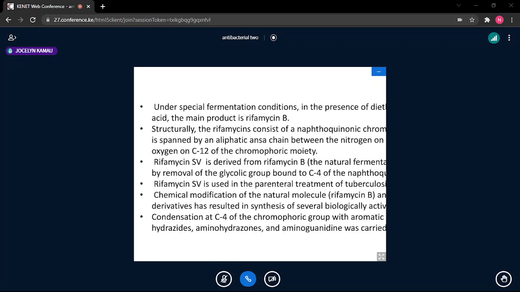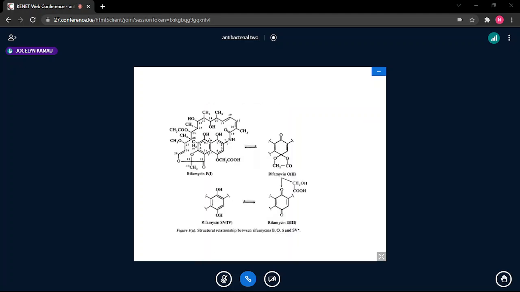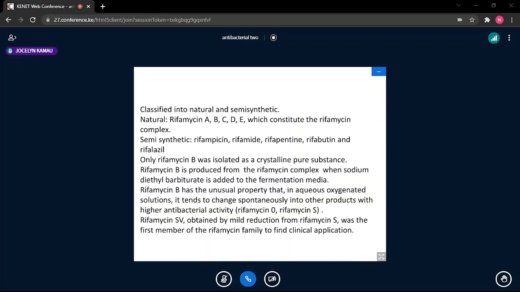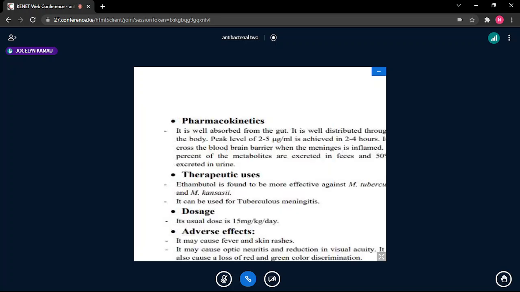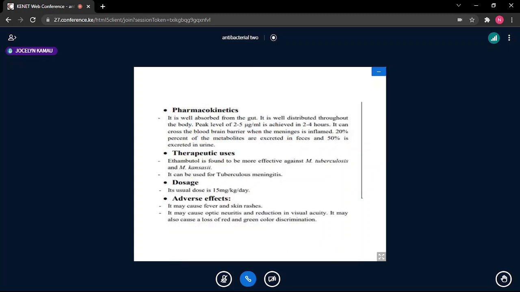Never forget that especially for the antimicrobial agents, one of the reasons we do structural modifications is to get molecules that have a broader spectrum of activity, because that is very, very important. This we had looked at.